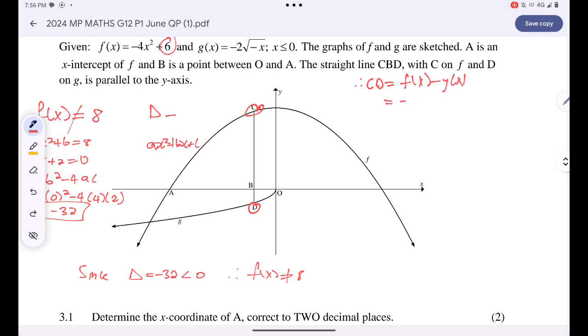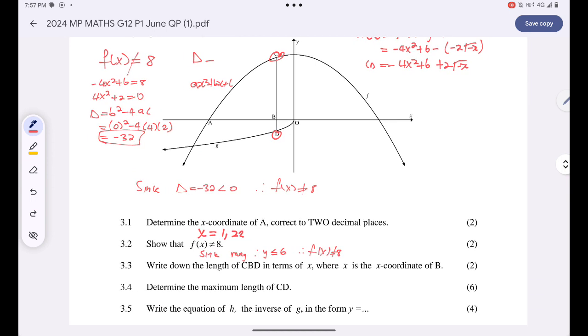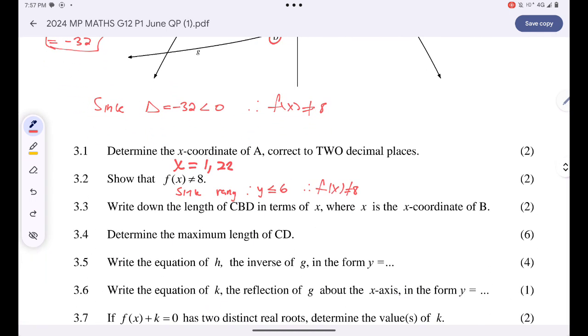This will simply give me negative 4x squared plus 6 minus negative 2 times the square root of negative x. That's negative 4x squared plus 6 plus 2 times the square root of negative x. So this is the length of CD in terms of x.